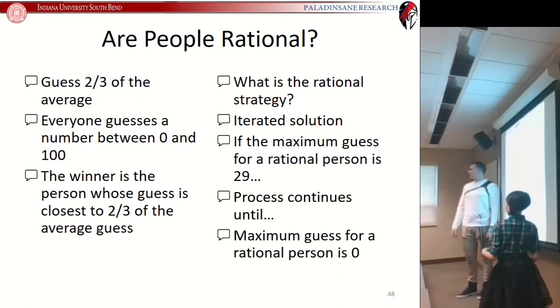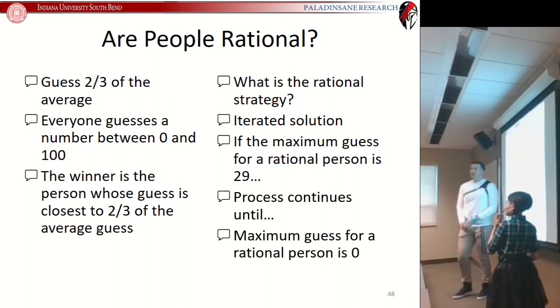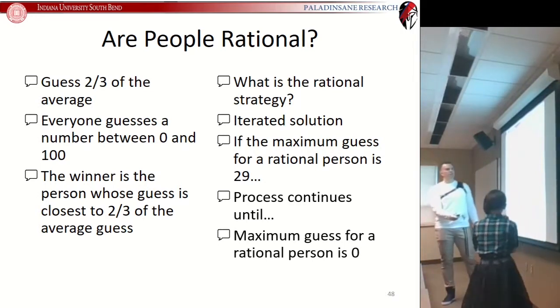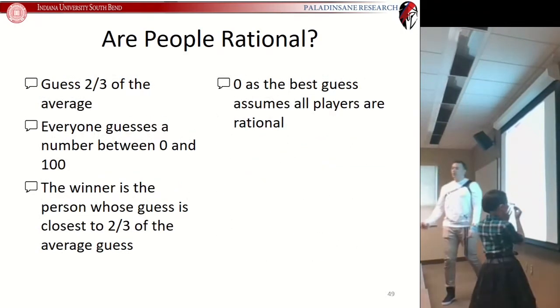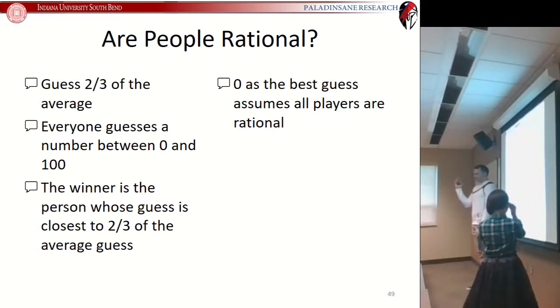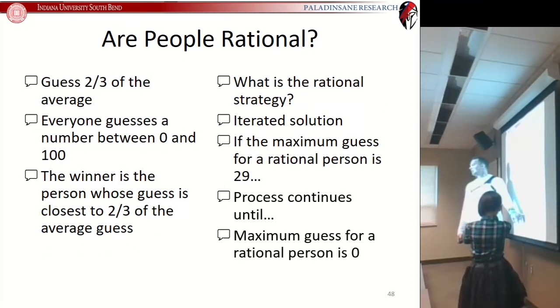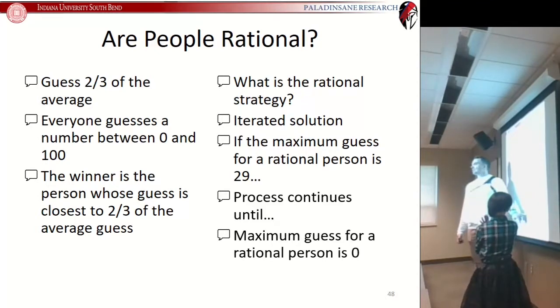So, did anybody write down 0? Okay. So you all have different numbers. You all have a descriptive solution. So the reason for that, though, then becomes interesting. Because notice that we came to a rational guess that a rational person would make, which is 0.